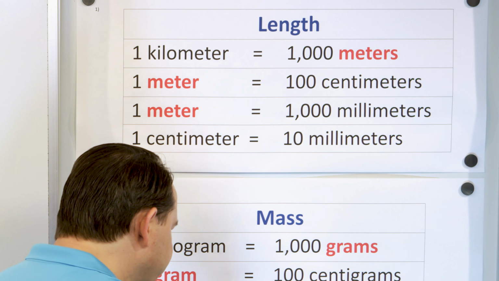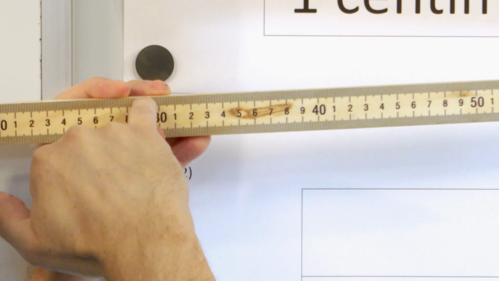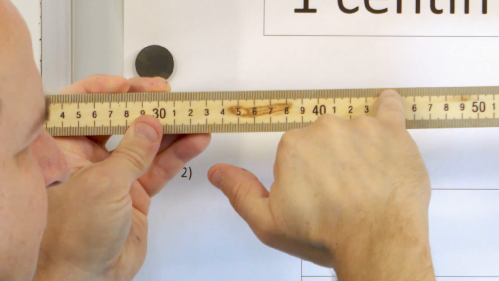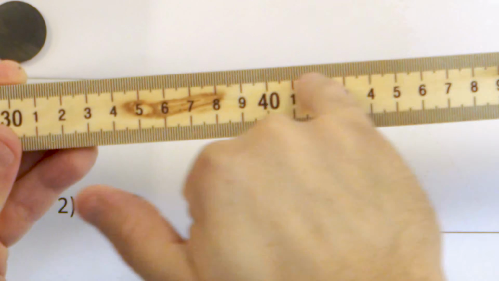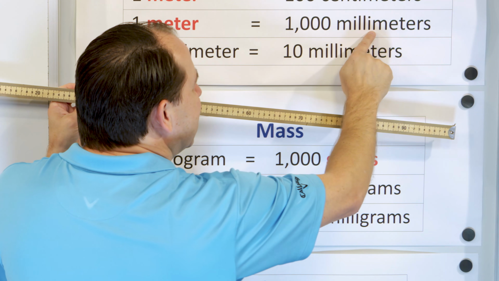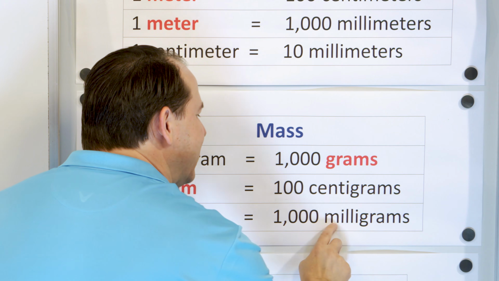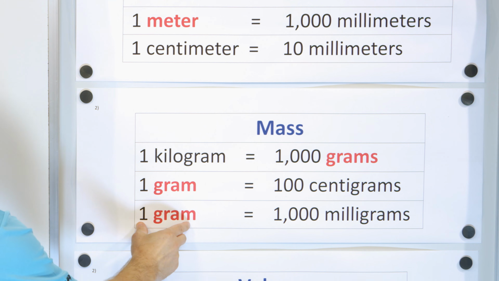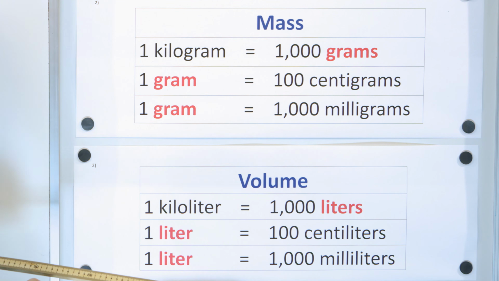So there's no way you're going to see this on the camera, but if you get an actual meter stick, there's little bitty marks across the top that you're not going to be able to see on the screen, but I can see them here. And there's 1,000 of these little markings that go all the way from here to here. So 1,000 of these tiny, tiny millimeters will equal 1 meter. And 1,000 of these tiny, tiny milligrams is the same as 1 gram. And 1,000 of these tiny, tiny milliliters is the same as 1 liter.